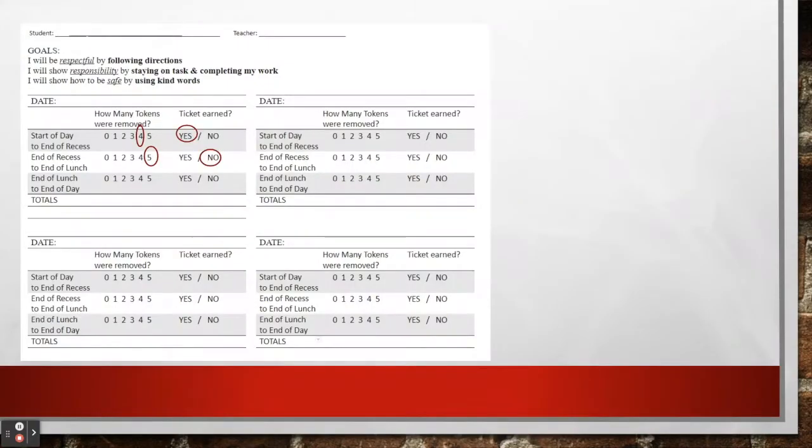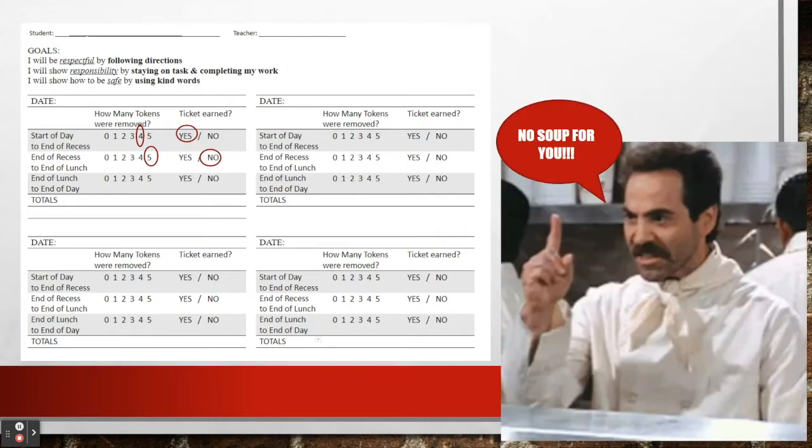We will, at the end of that time period, again, at the end of lunch, record that 5 tokens were removed and that a ticket was not earned. And so, no soup for you. All right. We just continue this process then. You do it for the third time block of the day, and we're just moving through our days like this, okay?